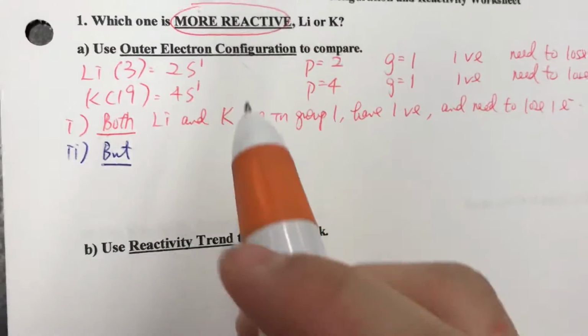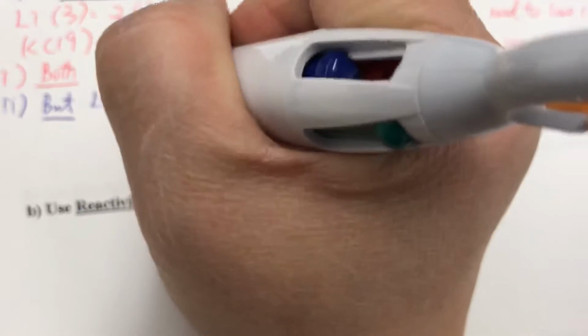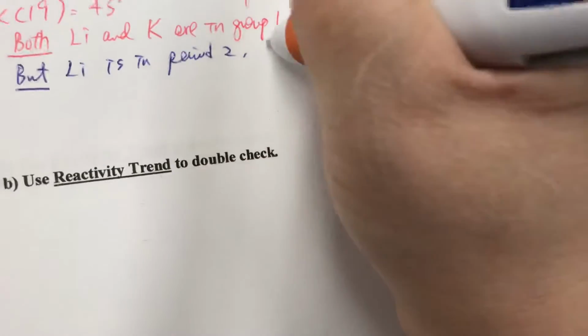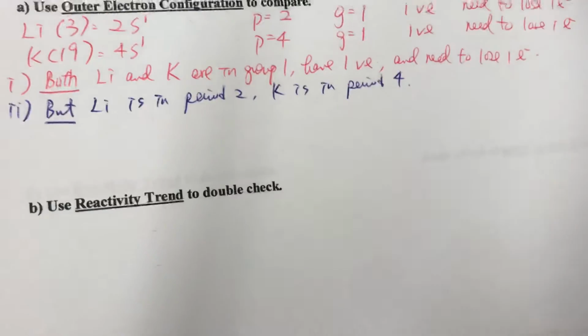And then statement 2, blue pen, we're going to use the word but. We underline the word both here, and we underline the word but. What are they different? What's the difference? Li is in period 2 and K is in period 4. That's how they're different.